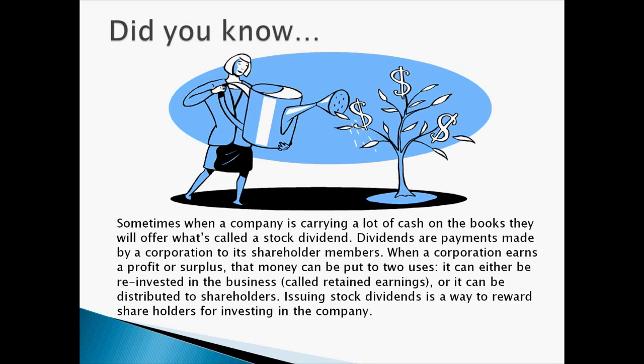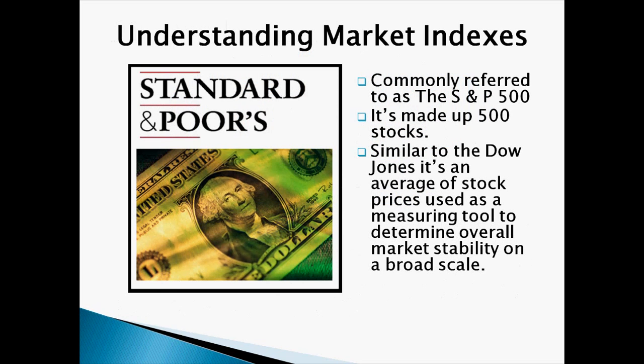Did you know? Sometimes when a company is carrying a lot of cash on the books, they will offer what's called a stock dividend. Dividends are payments made by a corporation to its shareholder members. When a corporation earns a profit or surplus, that money can be put to two uses. It can either be reinvested in the business, called retained earnings, or it can be distributed to shareholders. Issuing stock dividends is a way to reward shareholders for investing in the company.